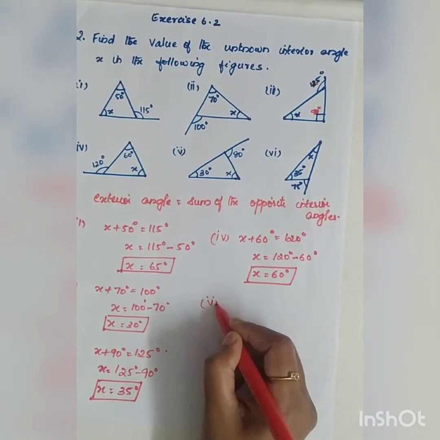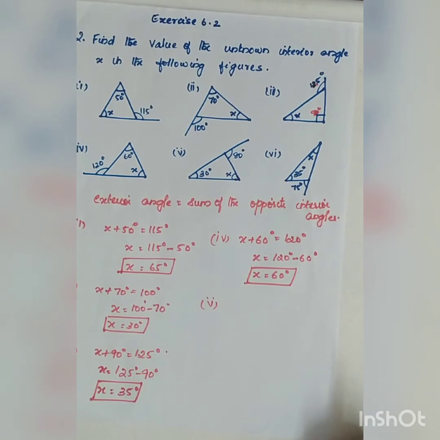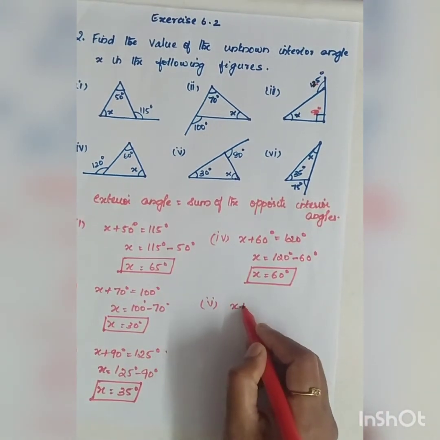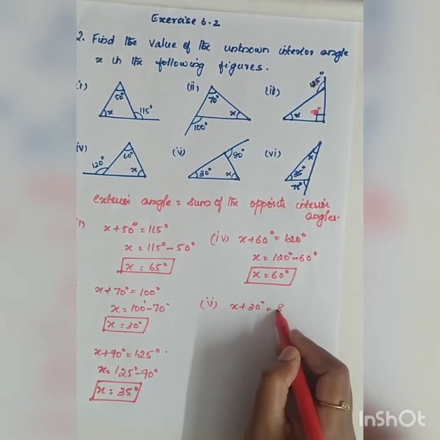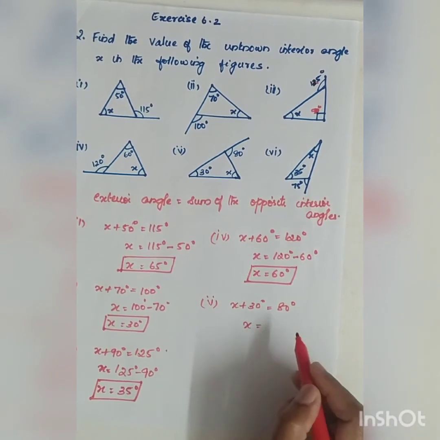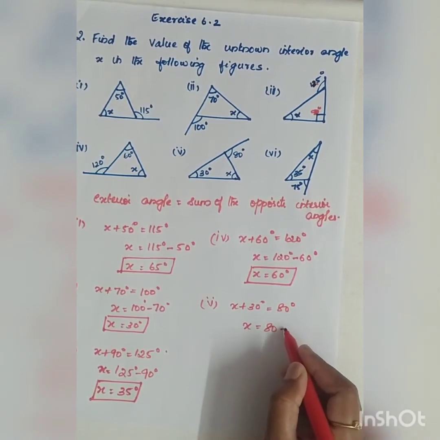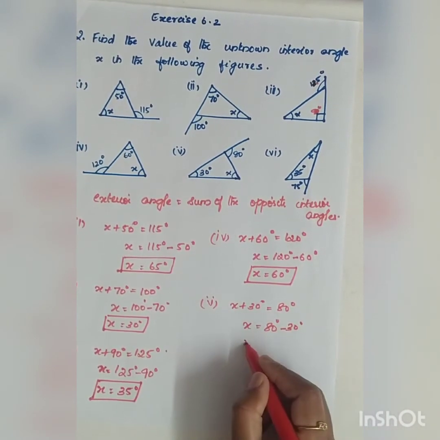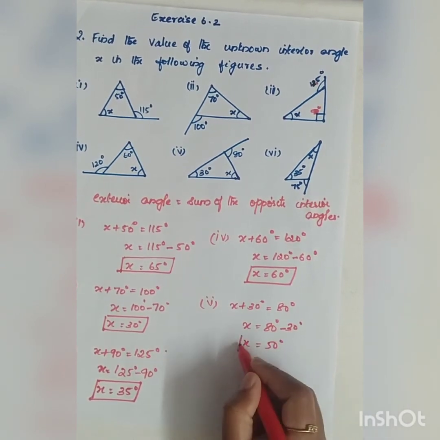What about the fifth problem? We have the interior angles as x and 30, and the exterior angle is 80 degrees. So we can write that x plus 30 degrees is equal to 80 degrees. So we get x is equal to 80 minus 30 degrees, which is equal to 50 degrees.